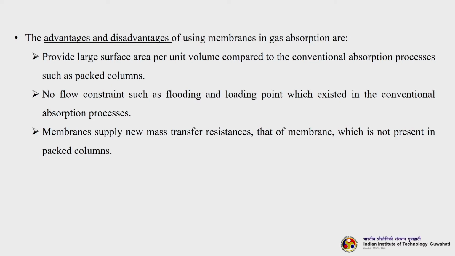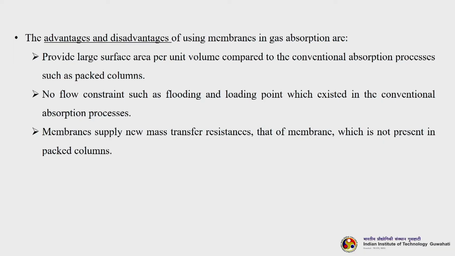So, the advantages and disadvantages of using membranes in gas absorption: it provides large surface area per unit volume. That is very important, because to have better mass transfer we should have more surface area. So, in a smaller place we can have more surface area by providing this type of membranes, of course with reference to the conventional absorption system. And no flow constraints such as flooding or loading exist, as those exist in usual conventional absorption processes. However, membranes supply a new mass transfer resistance, that of the membrane, which is not present in the packed column. So, this is one of the disadvantages of having membranes as a packing material.